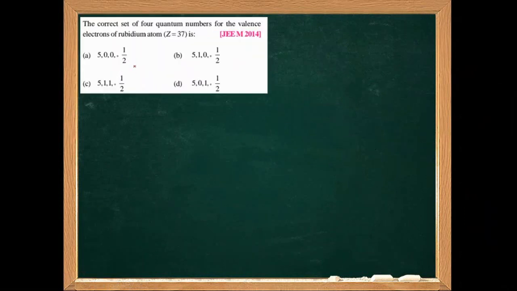In the next one, the correct set of 4 quantum numbers for the valence electrons of rubidium atom is. So let's see, they have given the atomic number. All we have to do in such questions is fill the Aufbau principle and find out where the valence electrons come. So, Aufbau principle.